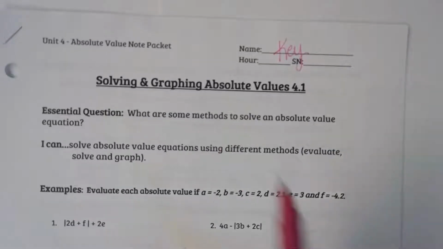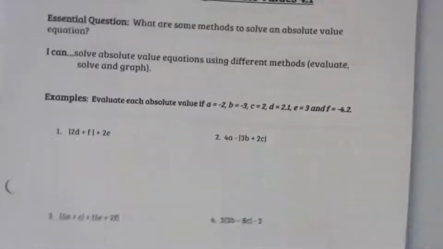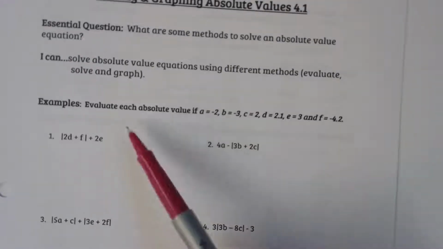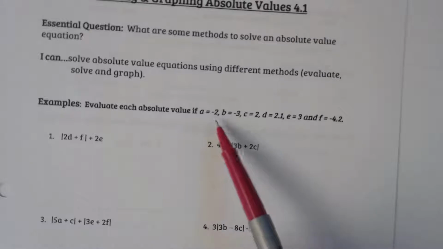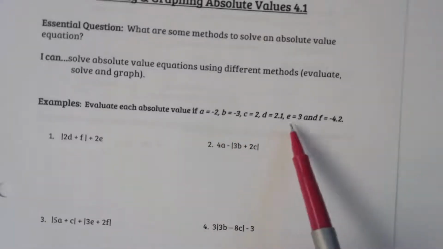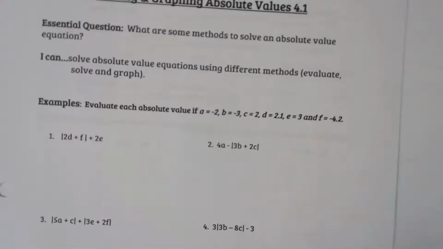In this section, we're going to talk about both solving and graphing absolute values. So we're going to start with solving. Evaluate each absolute value. If A is -2, B is -3, C is 2, D is 2.1, E is 3, and F is -4.2.